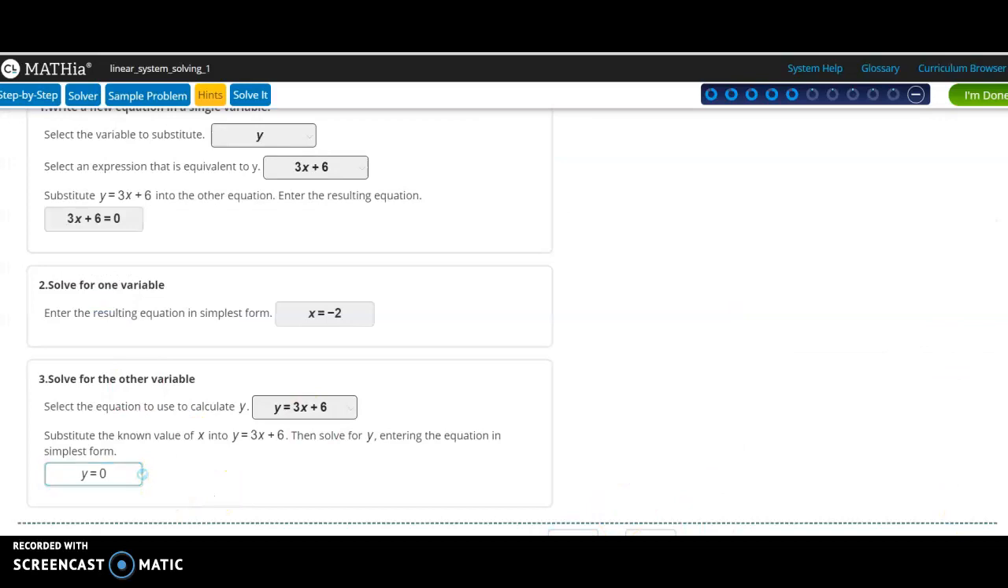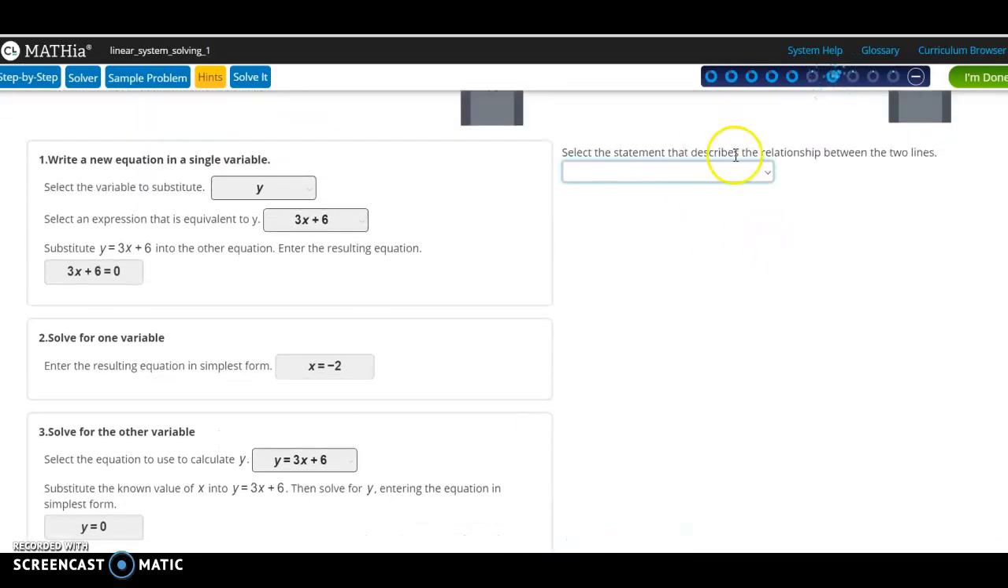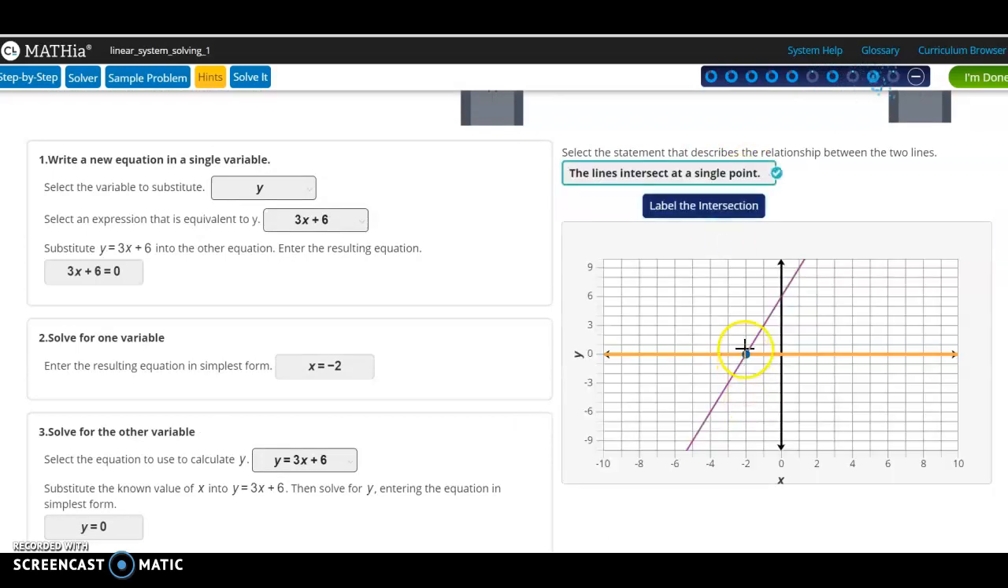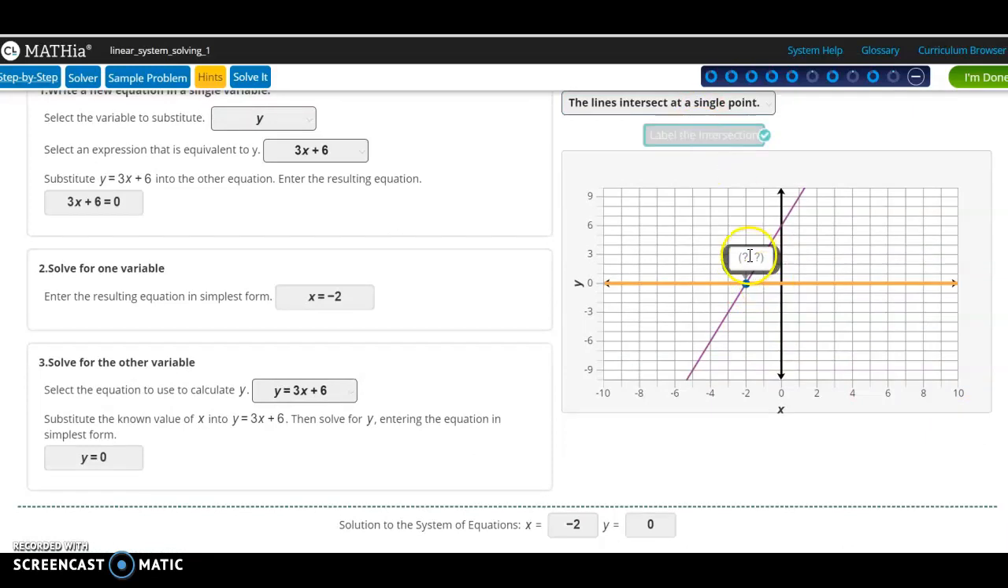Okay, so then it's asking for the solution to the system, so we know our x is -2, we know our y is 0, and they're going to intersect at a single point. And then you need to label the intersection and actually type it in as an ordered pair using parentheses. There we go. Hope this helps.